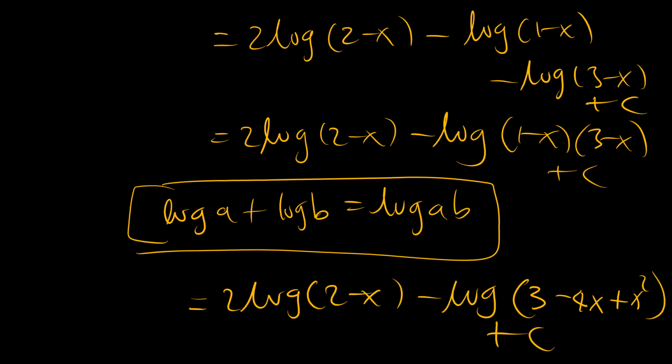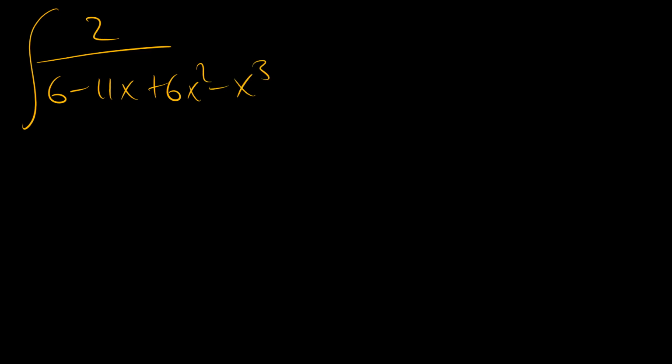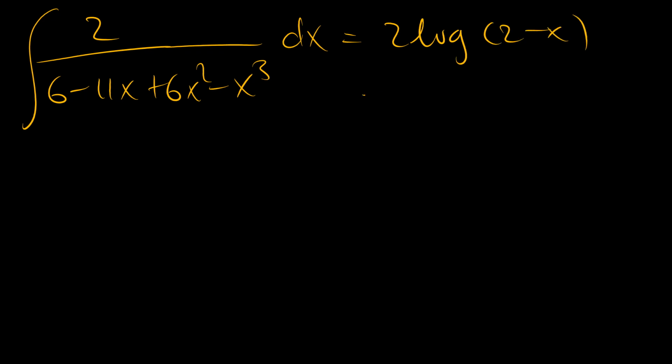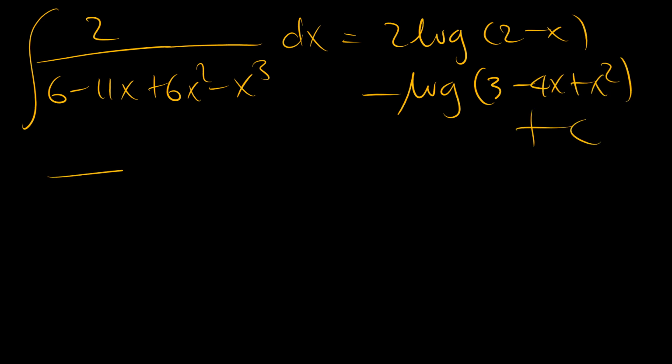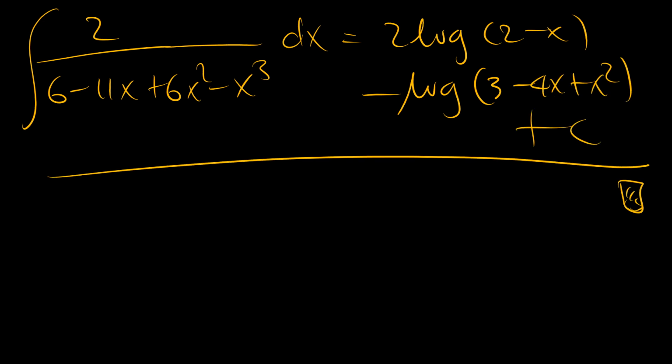So I think our final answer would be the big integral of 2 over 6 minus 11x plus 6x squared minus x cubed being equal to 2 log 2 minus x minus natural logarithm of 3 minus 4x plus x squared plus the integration constant. And that is our answer.